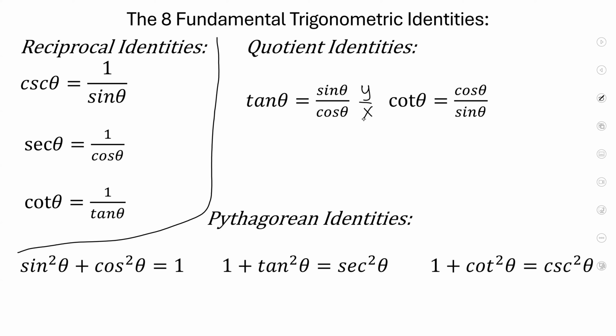This one might be a little new for you, the Pythagorean identities. We have 3 of them. You guys need to memorize those 3.